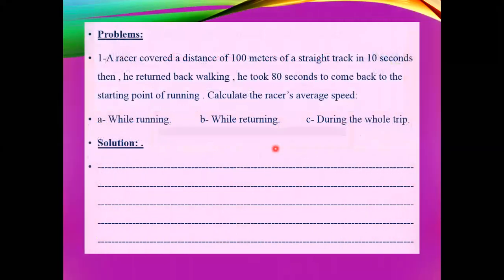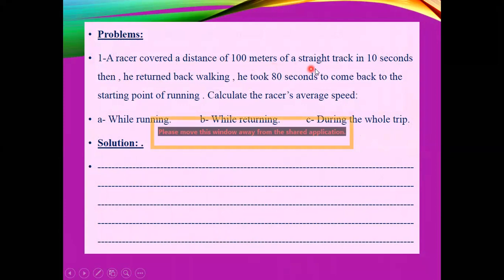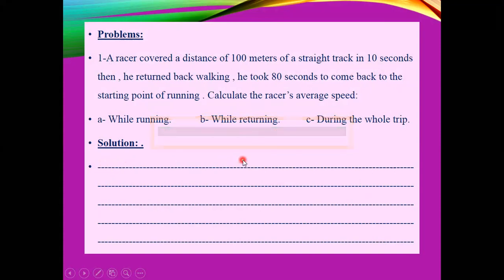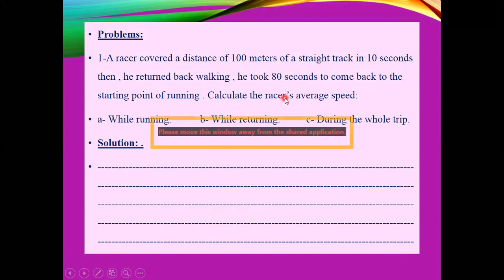Let's look at an example. A researcher covered a distance of 100 meters on a straight track in 10 seconds. So it's like I'm drawing it: 100 meters in 10 seconds. The researcher is running. He returned back walking, but how long did it take? He took 80 seconds to come back to the starting point. So he took 100 meters in a straight line in 10 seconds, and returned back to the starting point in 80 seconds. Calculate the researcher's average speed.